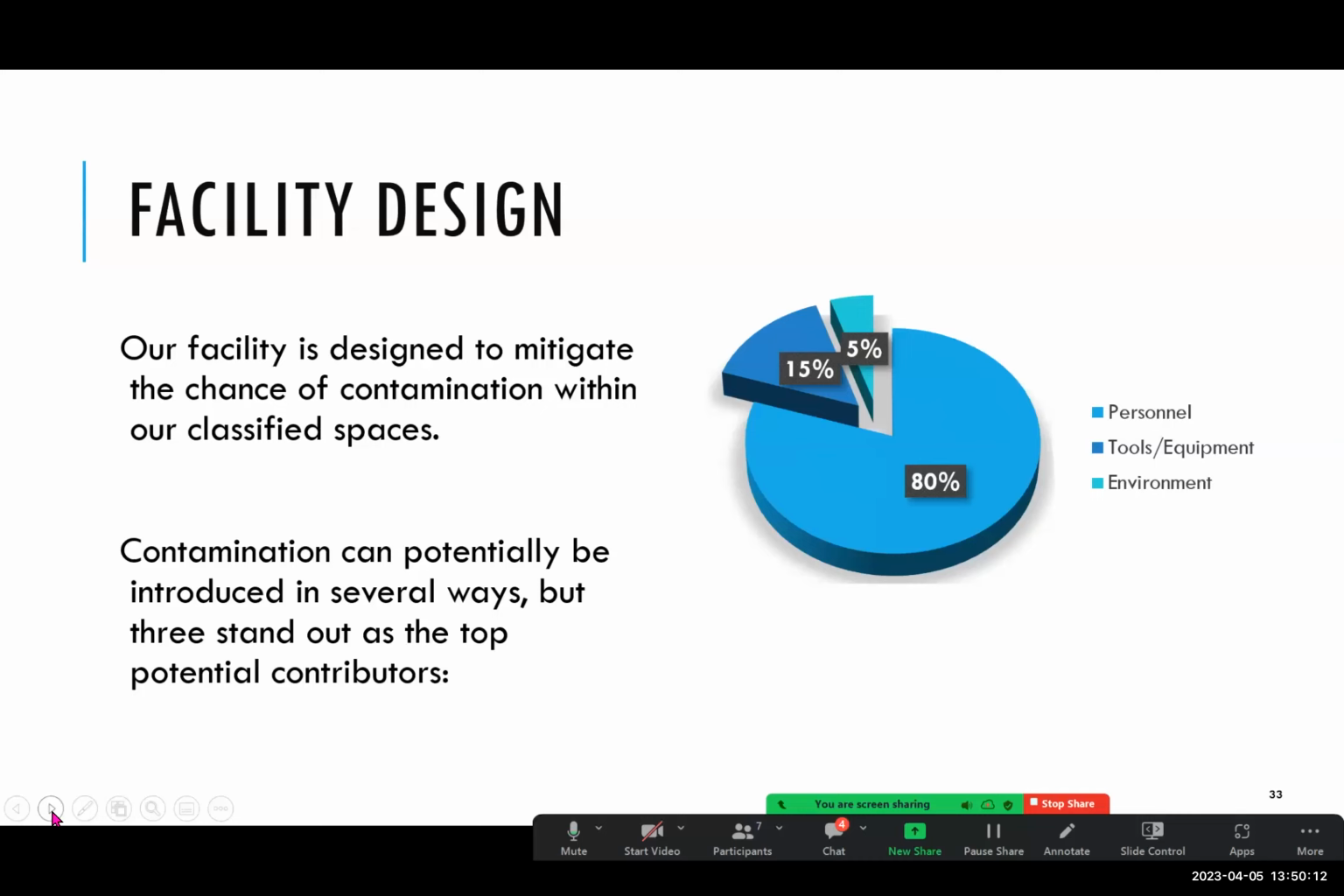So we have to design our APA area to mitigate and eliminate contamination risk. Contamination can happen many different ways, but there are 3 that stand out as the top contributors. Number 1, 80% of contamination in clean rooms comes from personnel, the people working in the area. 15% comes from tools and equipment, which we minimize by cleaning, sanitizing, and sterilizing. And then 5%, which is a small percentage compared to the other 2, comes from the environment. That means it's coming from your floor, our air, and our water.